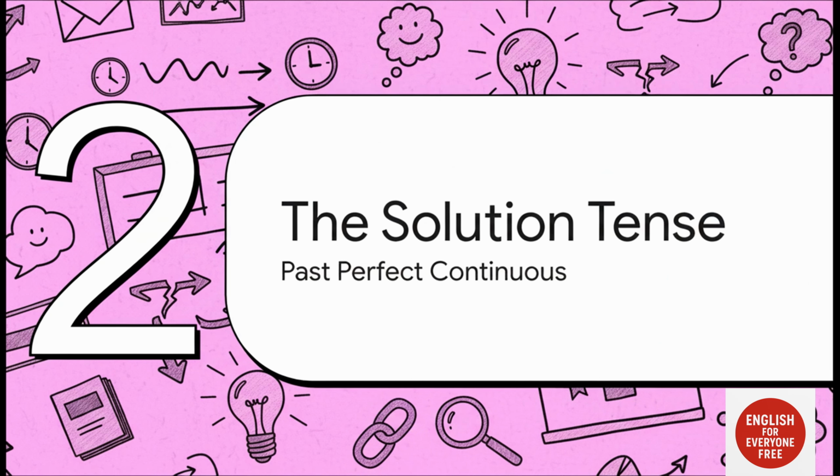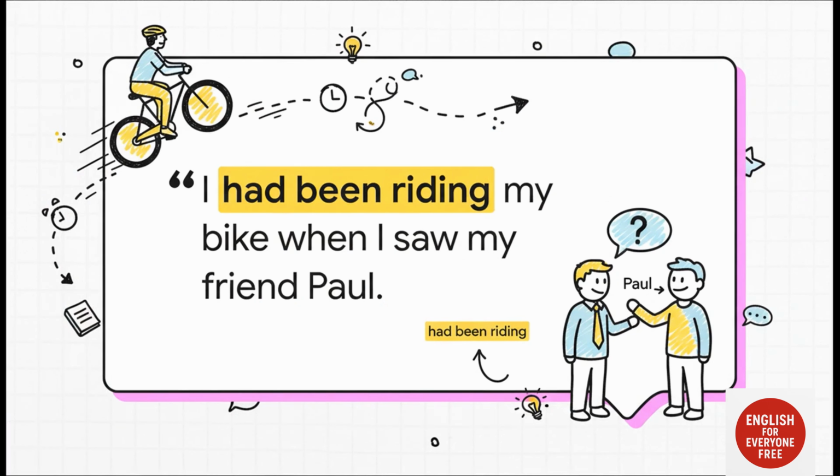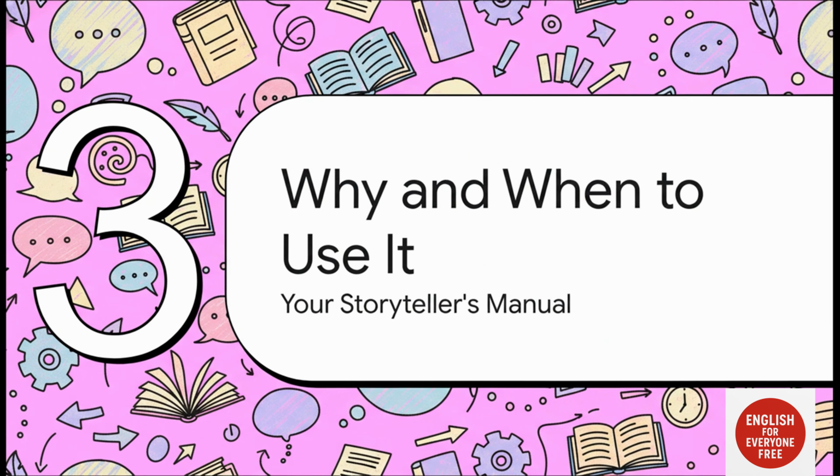Now I know, that sounds super complicated, but trust me, it's actually your secret weapon for telling way better stories about the past. So what does this thing actually do? Well, it describes an action that started in the past, kept going for a while, and, this is the key part, was still in progress when something else happened. It's all about a longer background action getting interrupted. Okay, let's go back and fix our original story. I had been riding my bike when I saw my friend Paul. Boom, just like that, the timeline is crystal clear. The bike ride was the long, ongoing action, and seeing Paul was the short interruption. Puzzle solved.